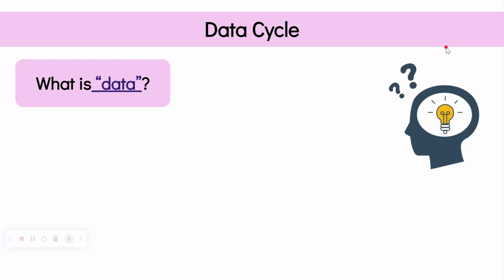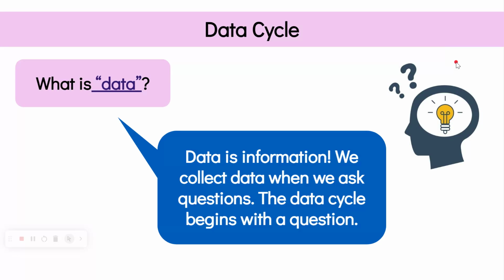What is data? It is information. We collect data when we ask questions. The data cycle begins with a question. So what is your favorite type of music? All the different types of music you guys say, and how many people say country, how many people say indie. That is data. That is the information.